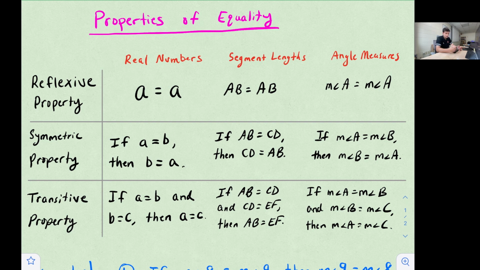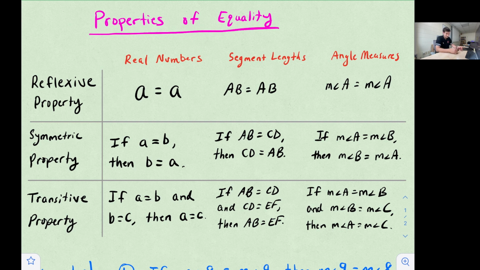So we're going to use this video to talk through what these three properties are. We'll look at some examples and how to apply these. So the reflexive property, we'll start there, probably the most simple of these three. We have three examples that we'll look at for each of these properties in terms of real numbers, segment lengths, and angle measures. So reflexive property is pretty simple.